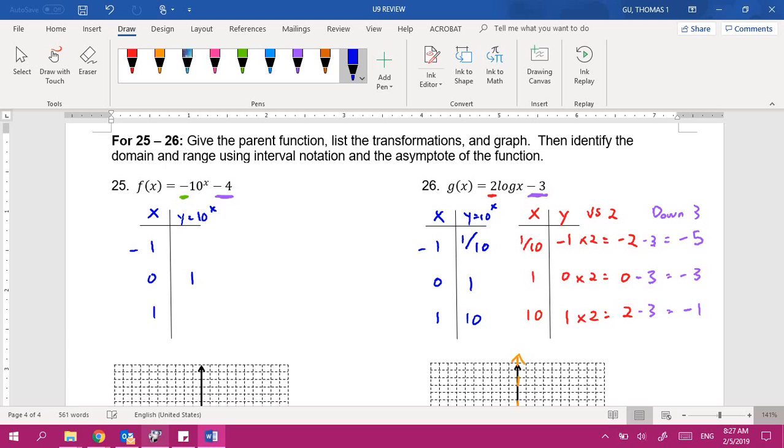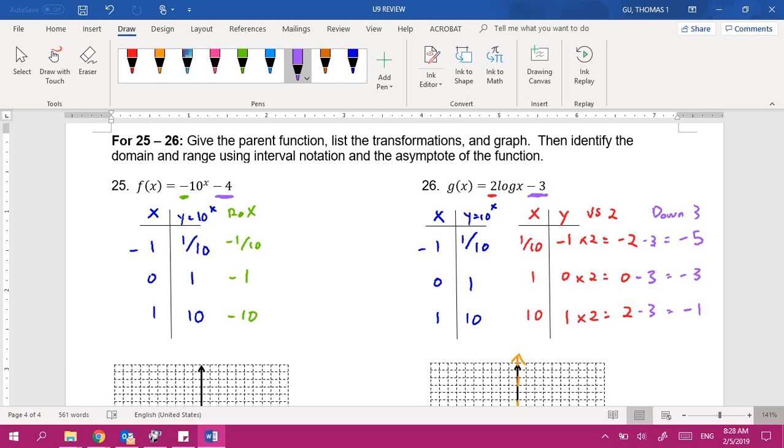Okay, so when I plug in 0 for x, what do I get? 1. When I plug in 1 for x, what would I get? 10. So then negative 1 would be? 1/10. That's right. Okay, now I just have to apply my transformation. So the first one is reflect over x. And what would that do to my table? Make the y's negative. So reflect over x right here. We have negative 1/10, negative 1, and negative 10.